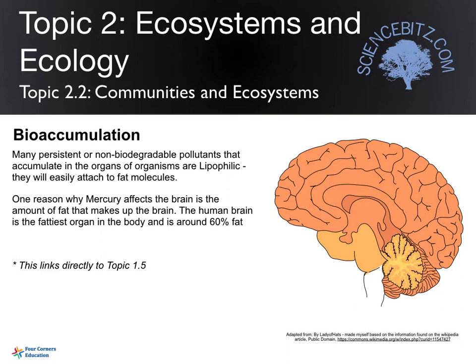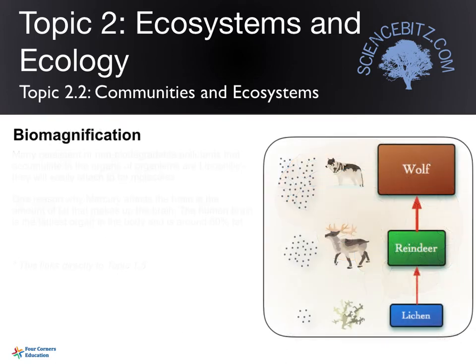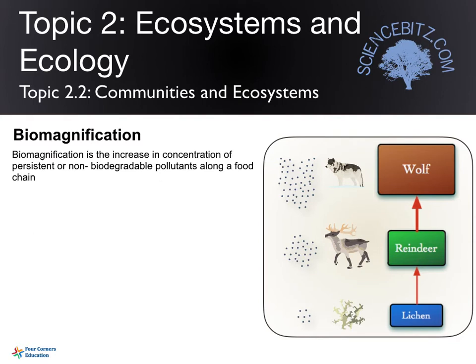So bioaccumulation is the accumulation of these persistent and non-biodegradable pollutants in an organism or in an entire trophic level. So we get a process where a build-up can be increased in a trophic level, and that's a slight shift. That's a process called biomagnification. So let's have a look at this process of biomagnification. Biomagnification is an increase in the concentration of these persistent or non-biodegradable pollutants along the food chain.